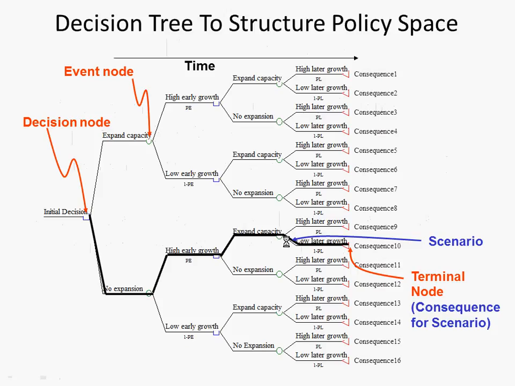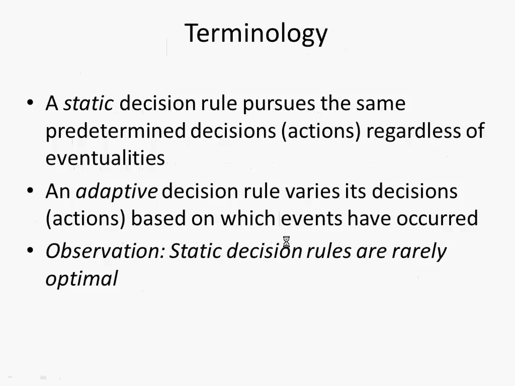Okay, so a bit of terminology here. A static decision rule, these are things you're responsible for. A static decision rule is a decision rule. It specifies what to do for every possible decision point you can reach. But it's always making the same predetermined decisions, regardless of eventualities. At the same point in time, you'll always make the same outcome. An adaptive decision rule, by contrast, is going to vary its decisions based on what events have occurred.